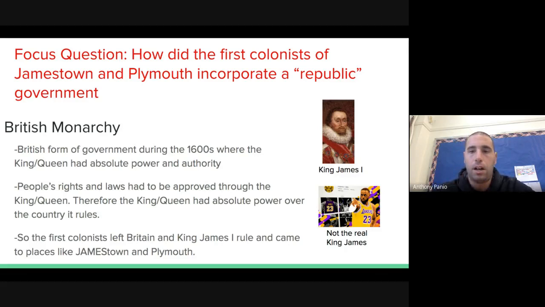The leader of Britain, by the time the first colonists were coming to the United States, to Jamestown and Plymouth, was a man by the name of King James I.